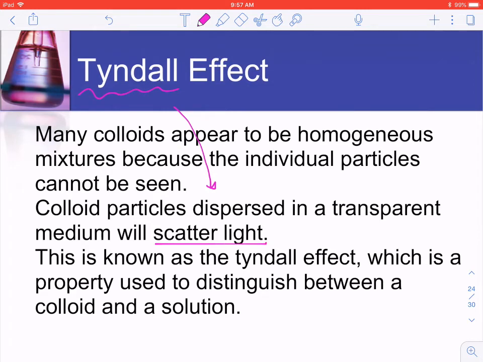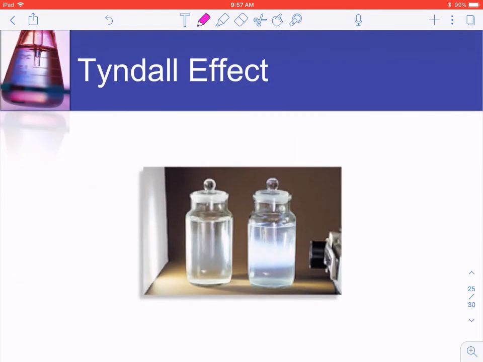So what does this mean? It means if you shine light, as we see in this picture here, if we shine light at a colloid, then it's going to scatter out those particles. So this beaker or glassware on the right, this is an example of a solution. The one on the left, this is our colloid.